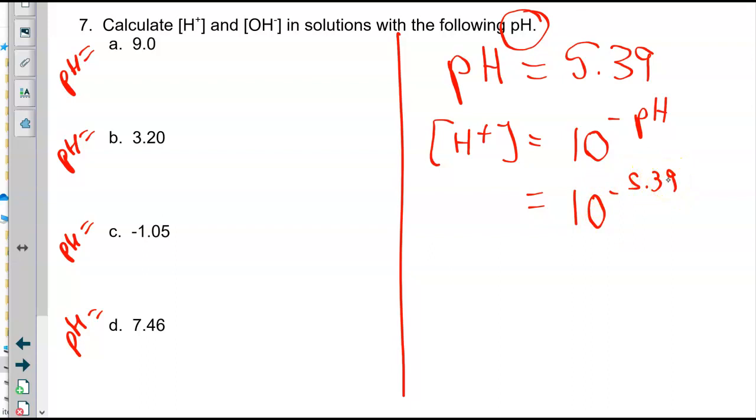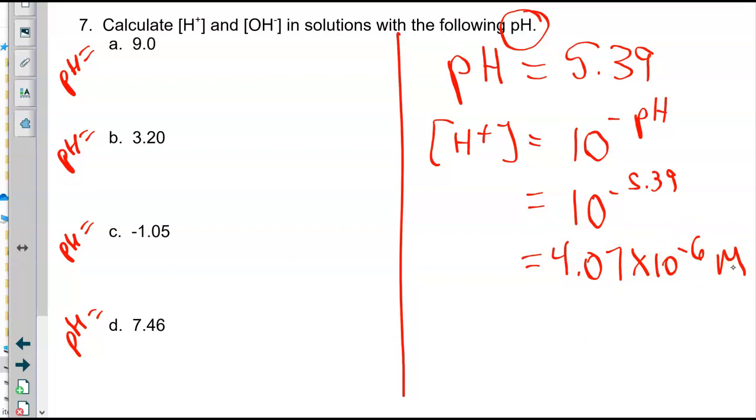You're going to hit the second function of the log button. So I'm going to put in 5.39 or negative 5.39, depending on how your calculator makes you put it in. And then I'm going to hit second log, and I'm going to get that in scientific. So either move your decimal or know how to use your calculator. This is going to be equal to 4.07, I'm ignoring sig figs, times 10 to the negative 6, big M.